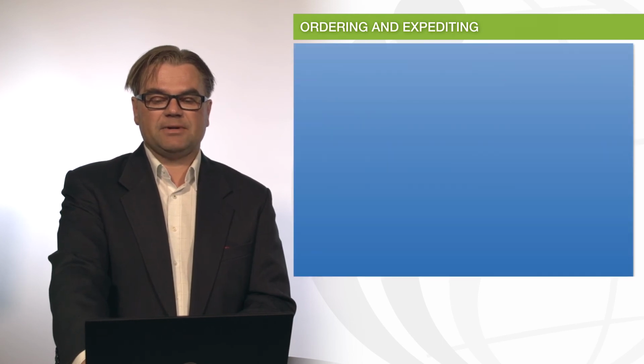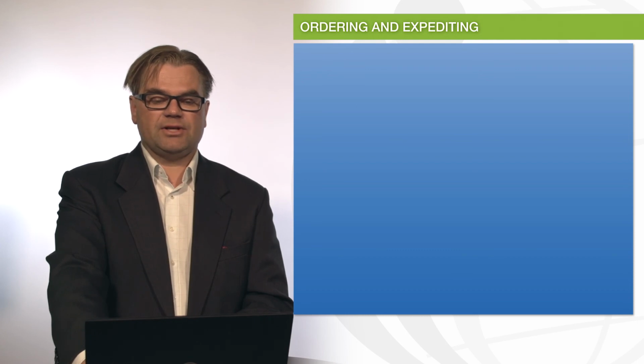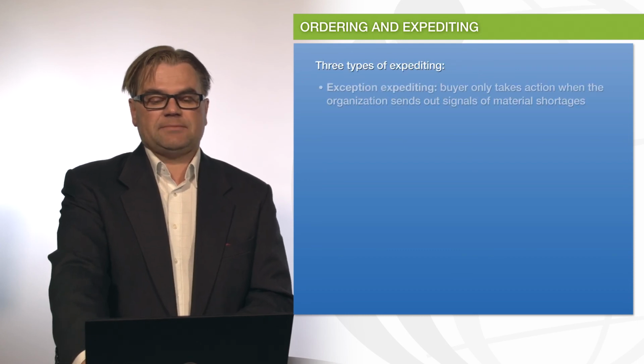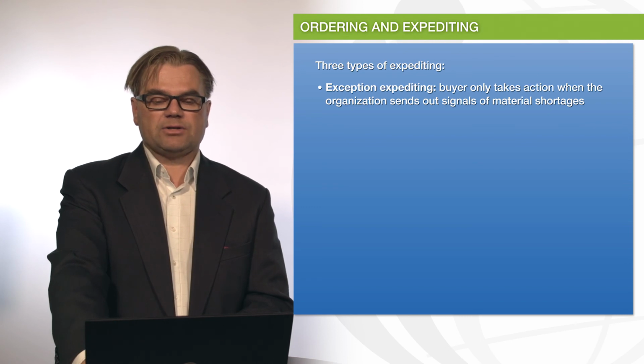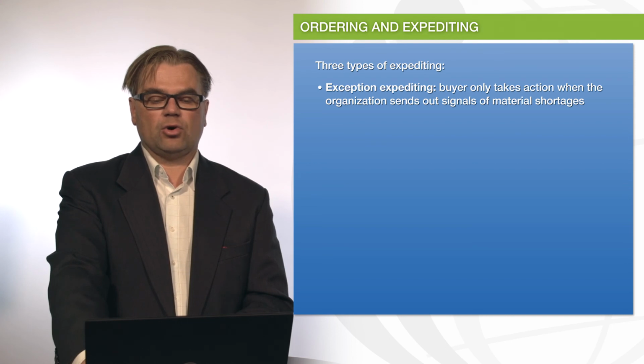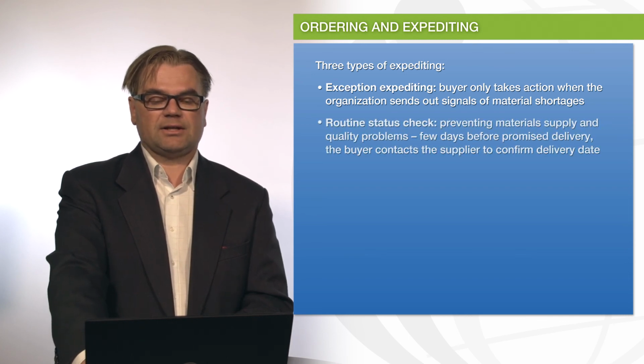After the terms and conditions of the contract have been agreed and recorded, the order can be placed and expediting will start. There are three types of expediting. Expediting: buyers only take action when the organization sends out signals of material shortages. It is always after-the-fact expediting, which is not good for the buyer. Then there is a routine status check, preventing material supply and quality problems. A few days before promised delivery, the buyer contacts the supplier to confirm the delivery date.